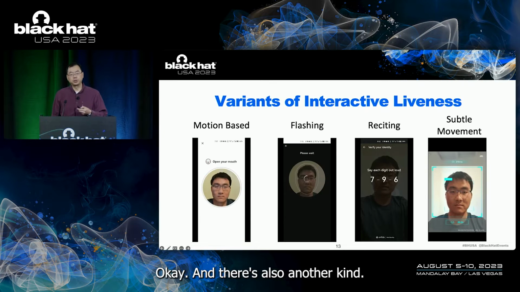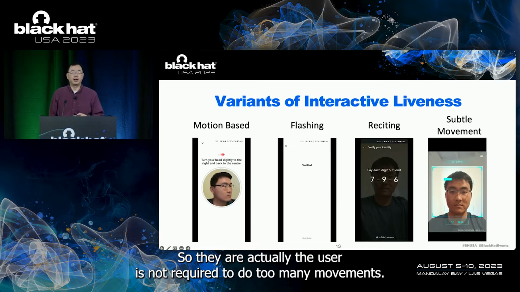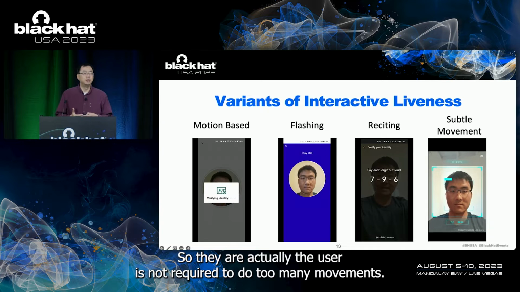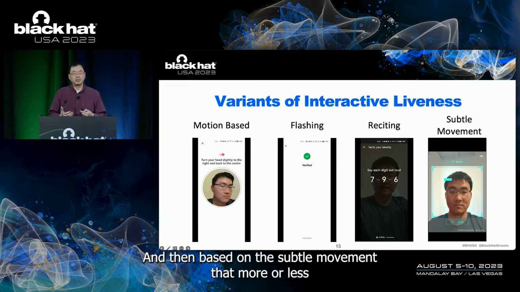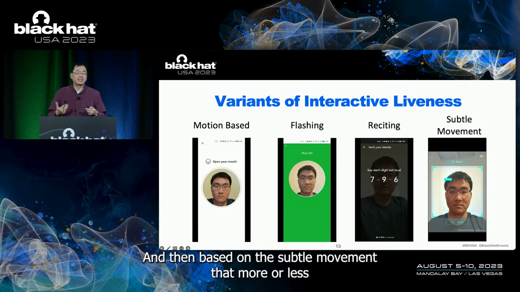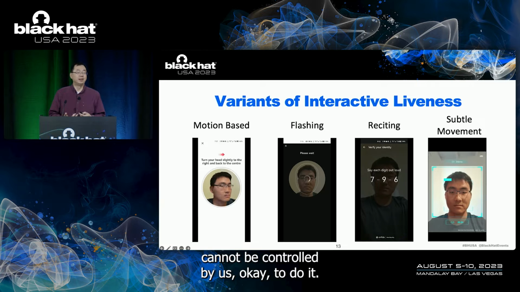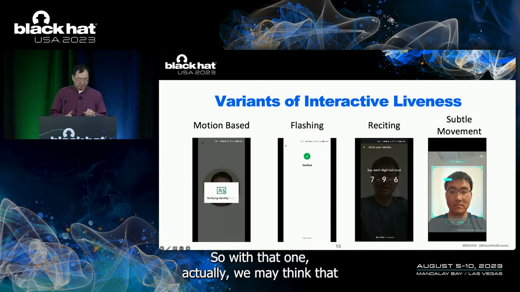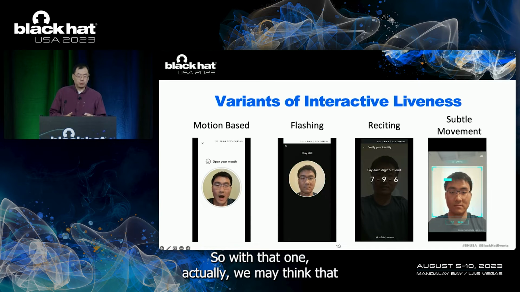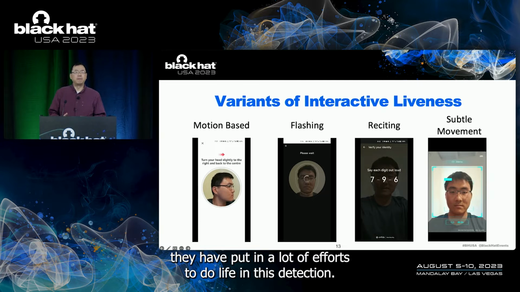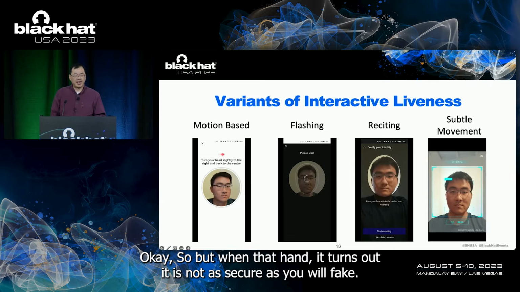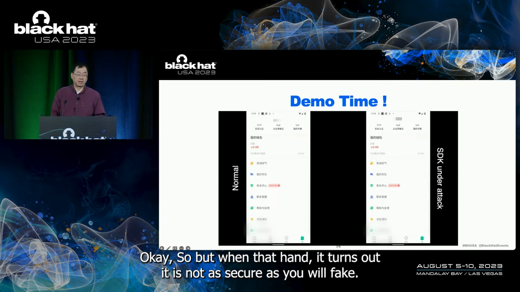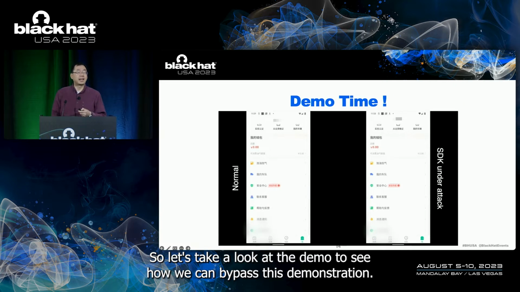There is also another kind where the user is not required to do too many movements. Just stand there, and the detection is based on subtle movements that more or less cannot be controlled by us. With that, we may think they have put in a lot of effort into liveness detection. But on the other hand, it turns out it is not as secure as you would think. So let's take a look at the demo to see how we can bypass it.